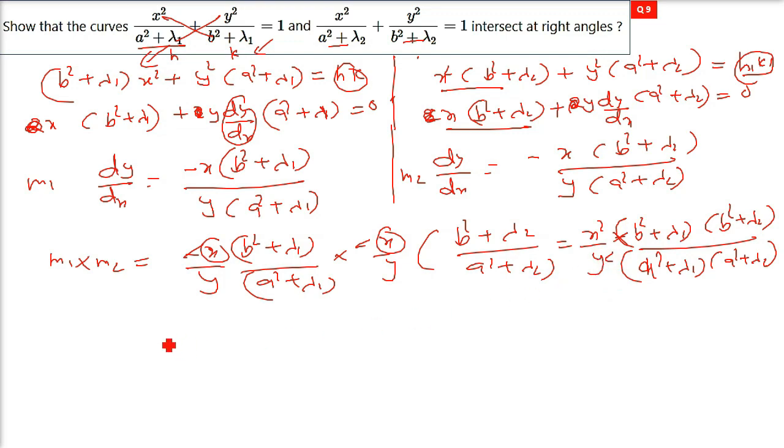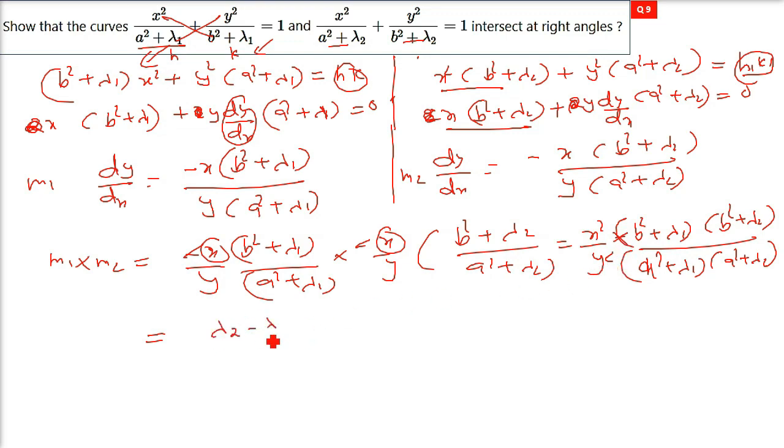So this x square and y square, please remember, we have already computed x square and y square. Let me write it in different terms because we have already gone through it and done it. So x square and y square can be placed here, and we'll see what we get, because (b square plus lambda 1)(b square plus lambda 2) is already there, and (a square plus lambda 1)(a square plus lambda 2) is also there in the numerator and denominator respectively.